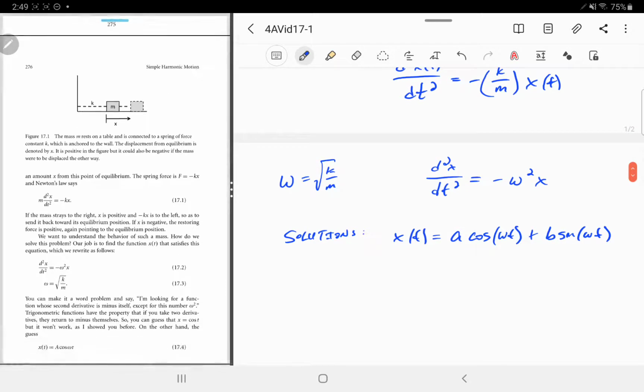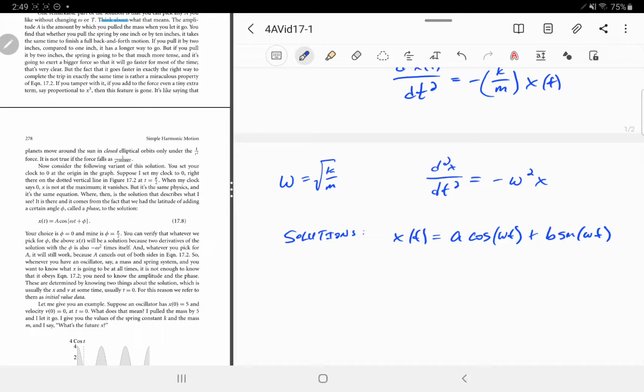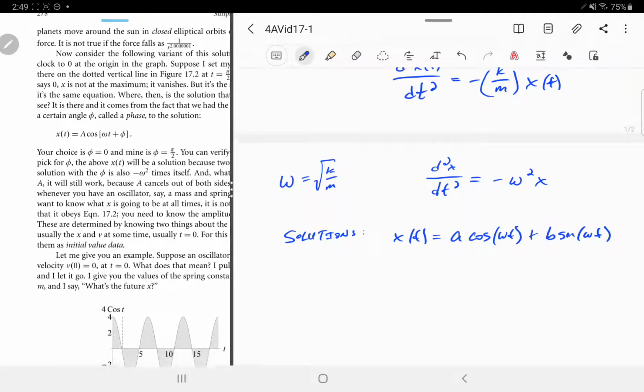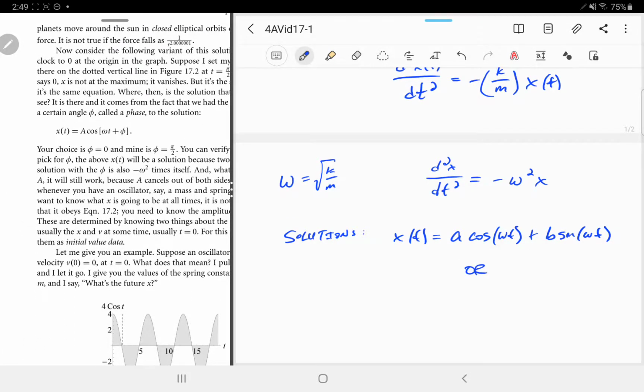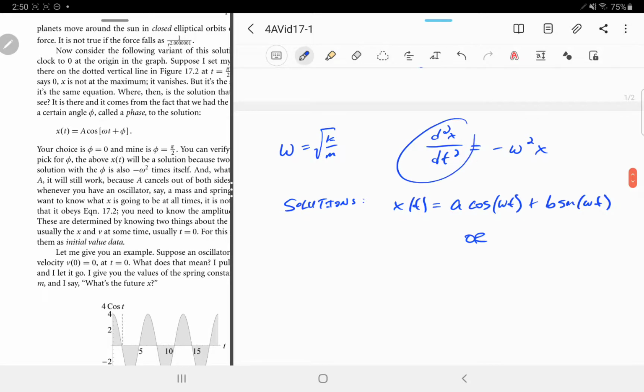Now your book, if you've taken a look at it, doesn't write the two parameters as the thing multiplying the cosine and the thing multiplying the sine. Your book writes it this way. It's completely equivalent to have your two constants of integration. You can think of a and b as two constants of integration when you integrate this second derivative.